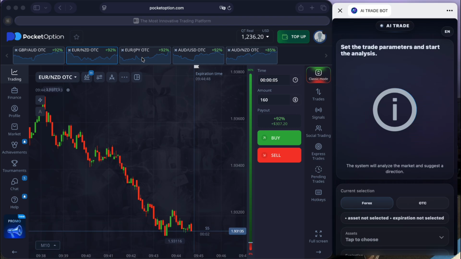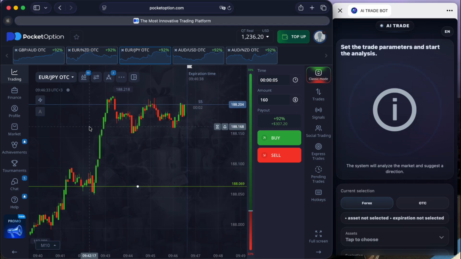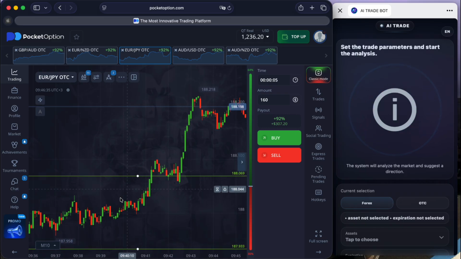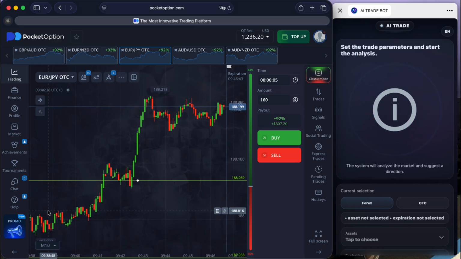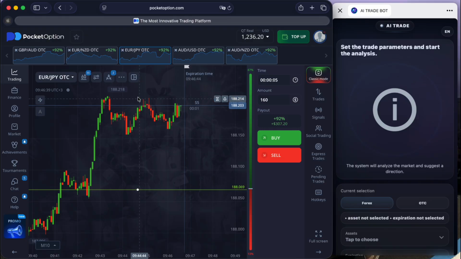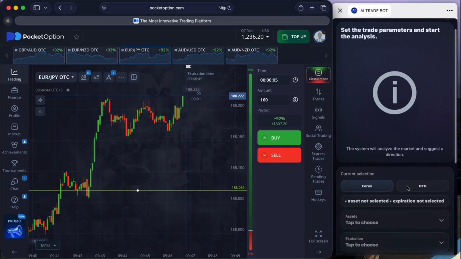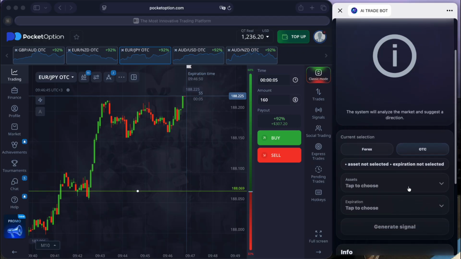I'm moving back to the euro-Japanese yen. Previously, we also traded on this asset, noting a stable sideways movement here. Now, the price is moving along the ascending trend line here. The price is also located at the local resistance level. Now there is a breakout of this level. Let's request our signal here.